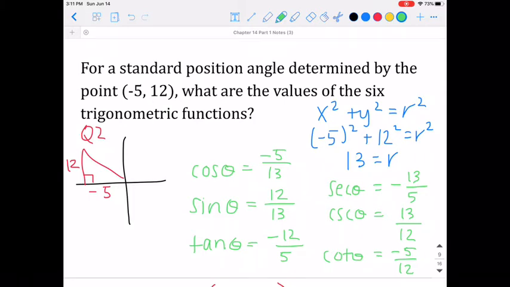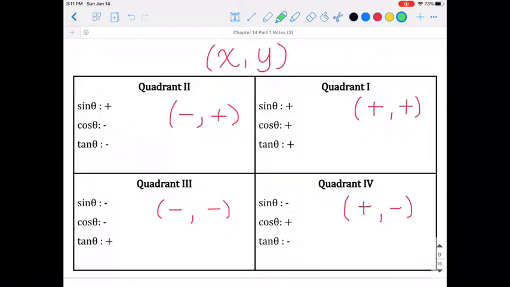And then from there, figure out your original 3 functions, then the reciprocal functions. So let's just look at this one more time. I know we have talked about this a few times before, but it's very important to remember which trig functions are positive in which quadrants.